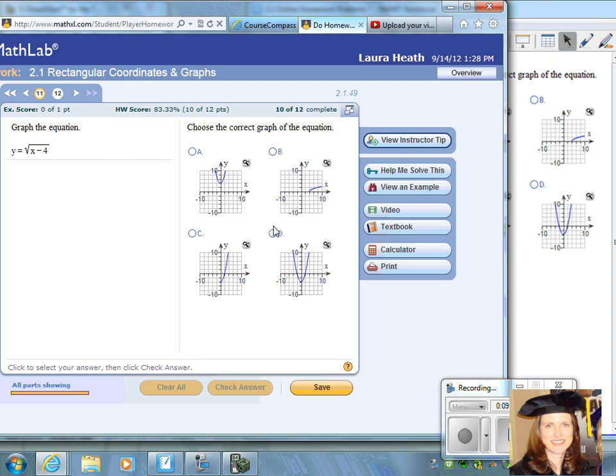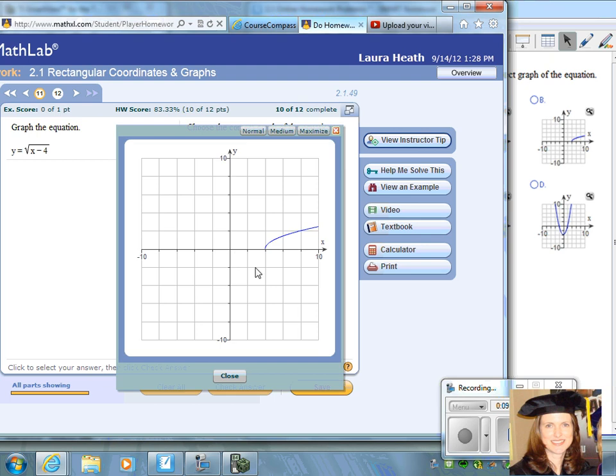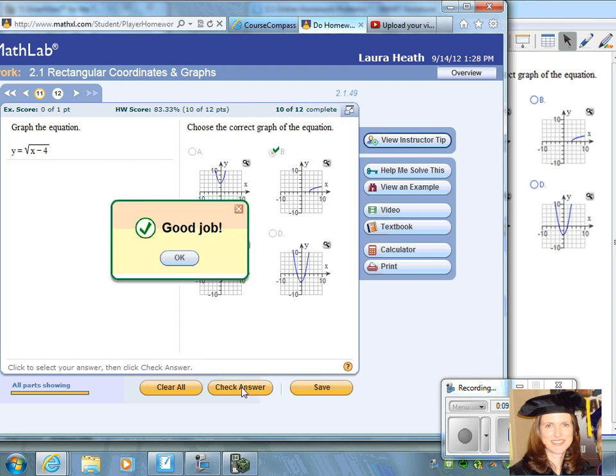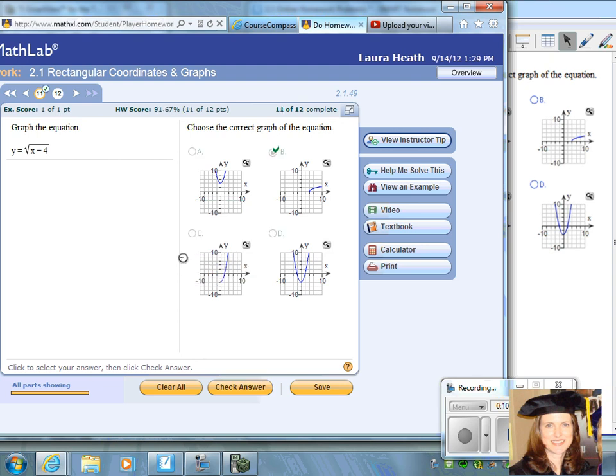And if any time you need a closer look at any of these little graphs, just zoom on in and you can see, well, 1, 2, 3, 4, that is where this graph starts. In this scale, the scale is by 2 units. Choose B. And good job.